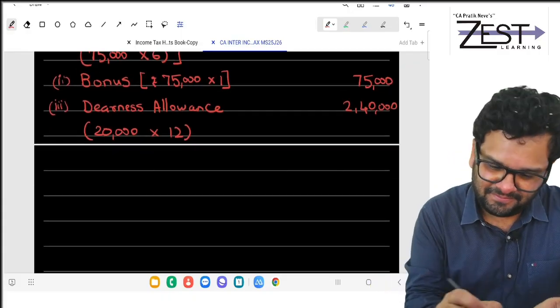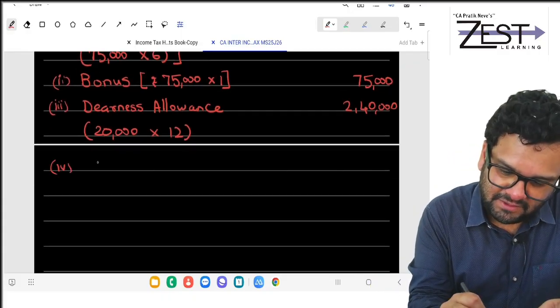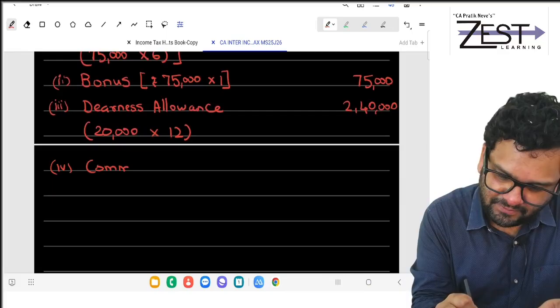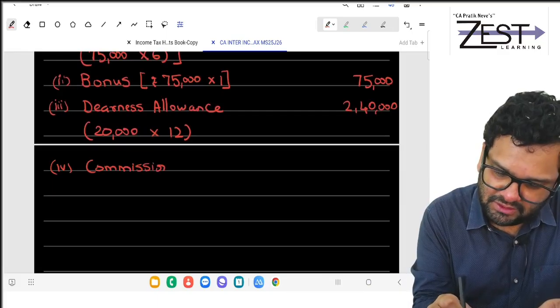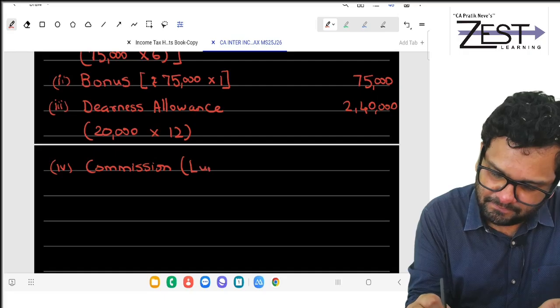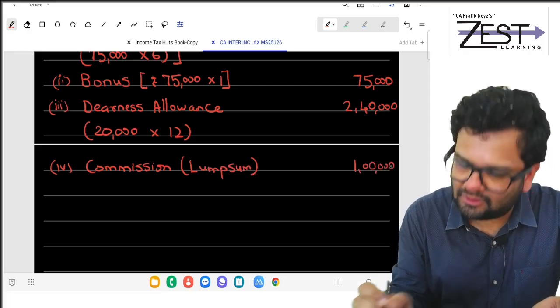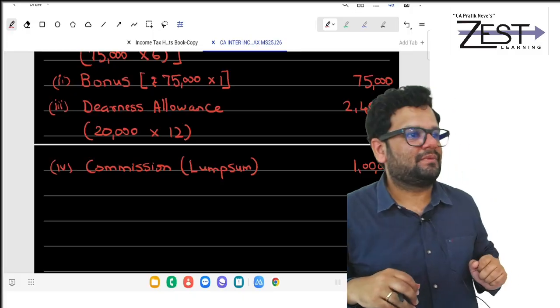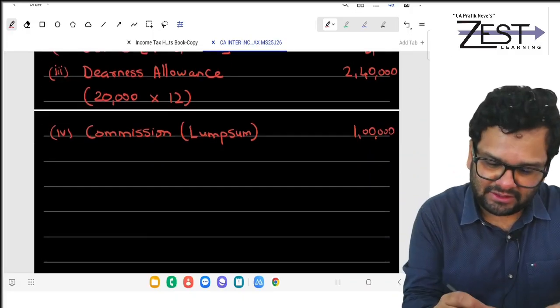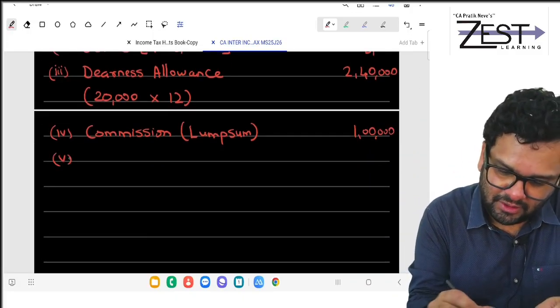After DA, there are two commissions. Very good. One is lump sum. What is the lump sum? I think 1 lakh, no? 1 lakh. Second column, 1 lakh. Fully taxable. After that commission, which commission do you have?